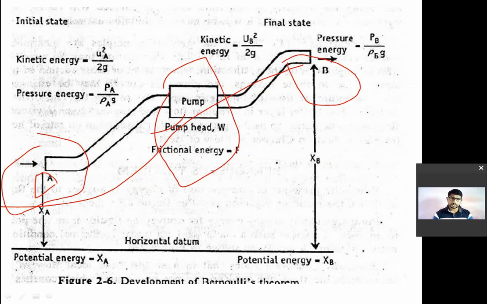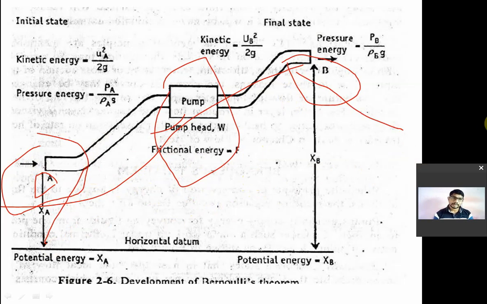ठीक है? According to Bernoulli's theorem क्या बोलता है कि यहाँ पे जो उसका एनर्जी है और यहाँ पे जो एनर्जी है वो कांस्टेंट होना चाहिए. That should be constant. Okay, so the energy per unit mass of a fluid will be constant at any point. That is the Bernoulli's theorem.